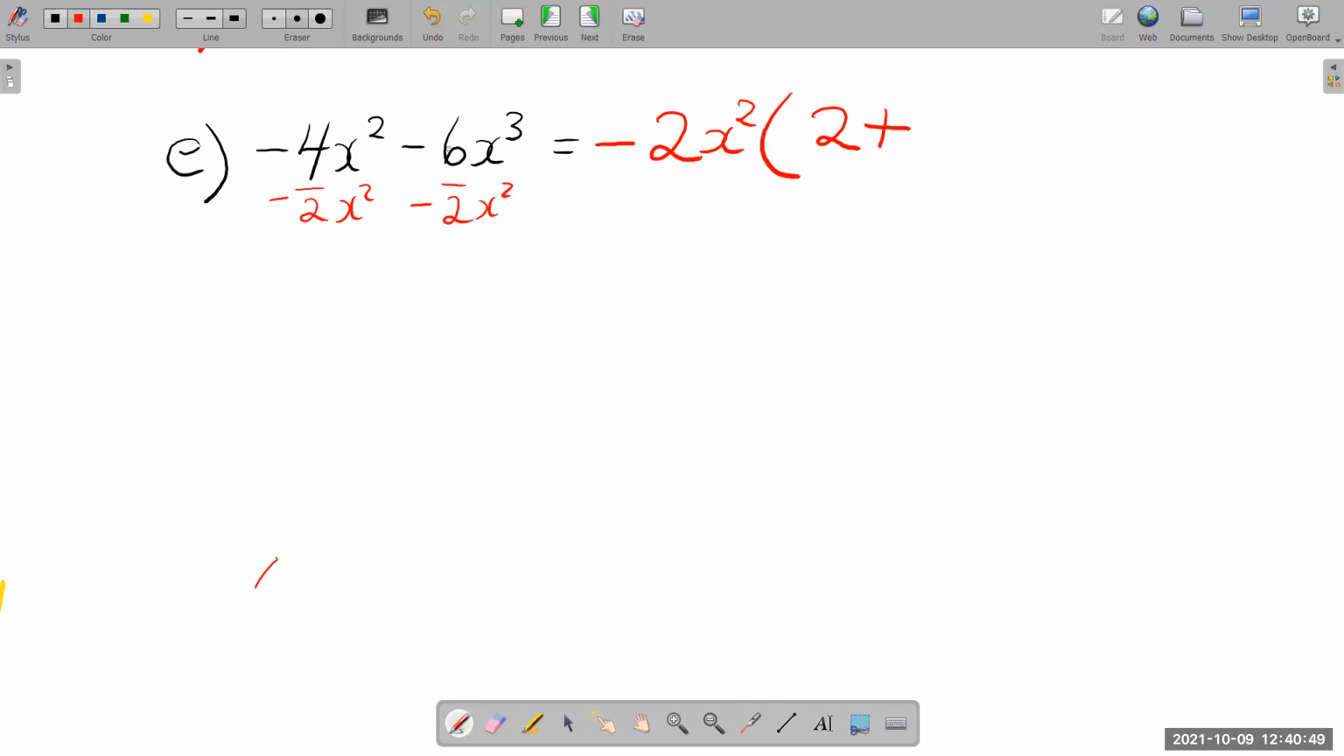Let's look at the next term. When we divide 6 by 2, what do we end up with? 3. Now, we had 3 x's and we pulled out 2. How many x's will be left back? 1.